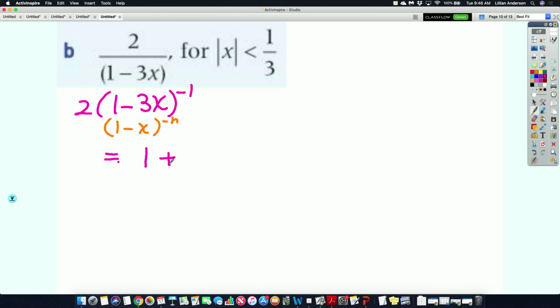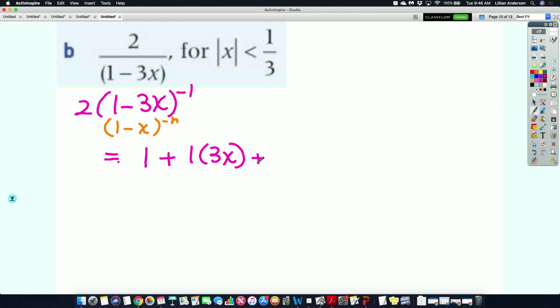So n is what? Are you sure? No, n is just 1. And then so it's going to be 1 times x. Oops. Is it 1 times x or 1 times something else? 1 times 3x. So it's going to be a 1 times 3x. The negatives are matching up, so I don't have to plug in any negatives here.